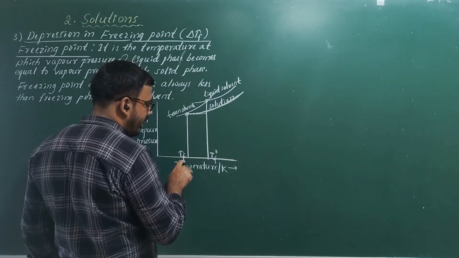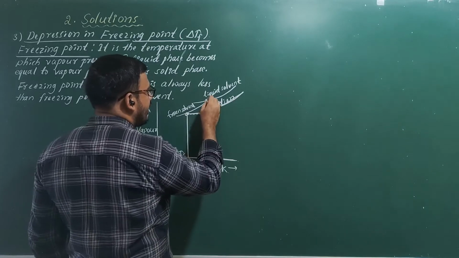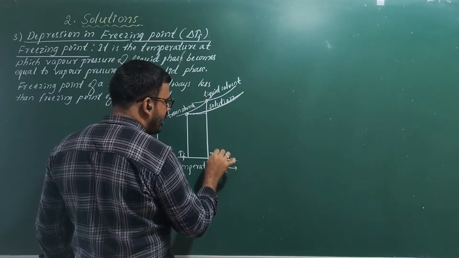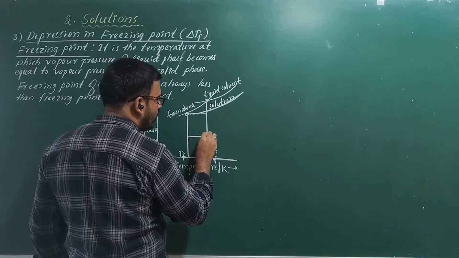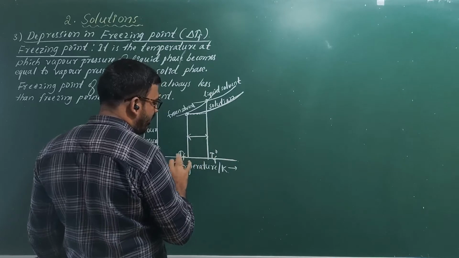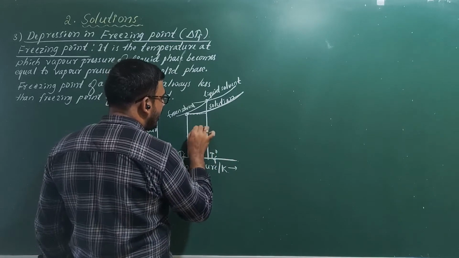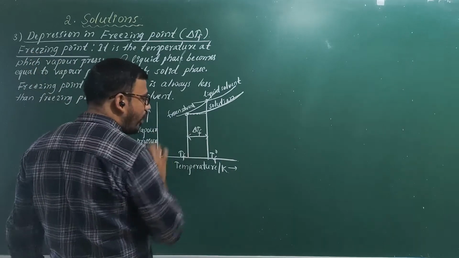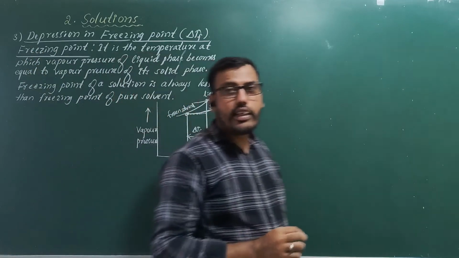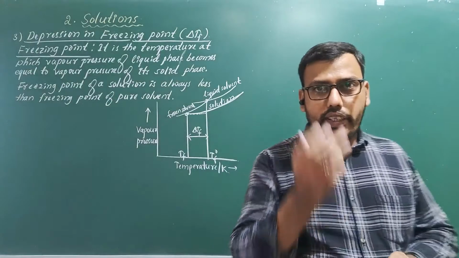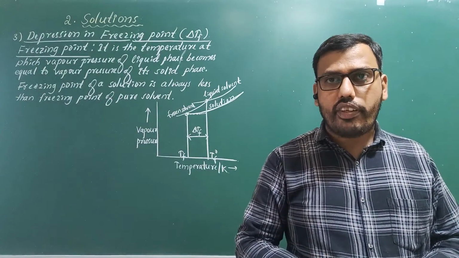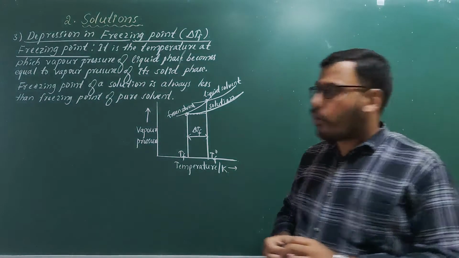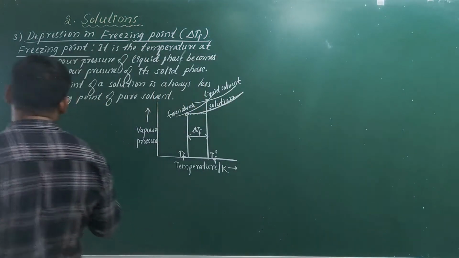That's why I have written it as Tf, and this is the freezing point of pure solvent that I have written as Tf naught. So this difference between Tf and Tf naught is called depression in freezing point, represented by delta Tf. So now I am going to describe what this delta Tf is.